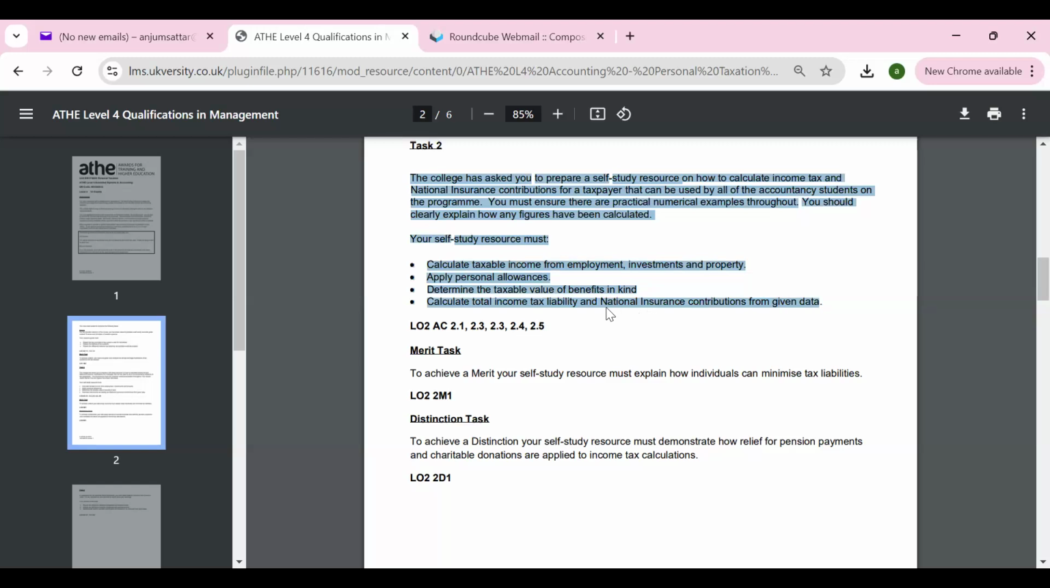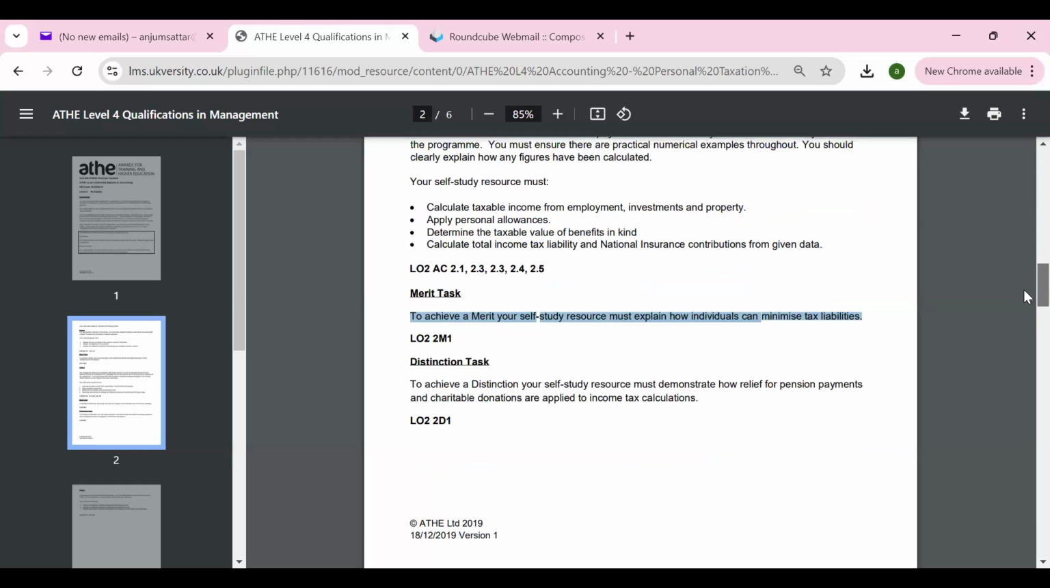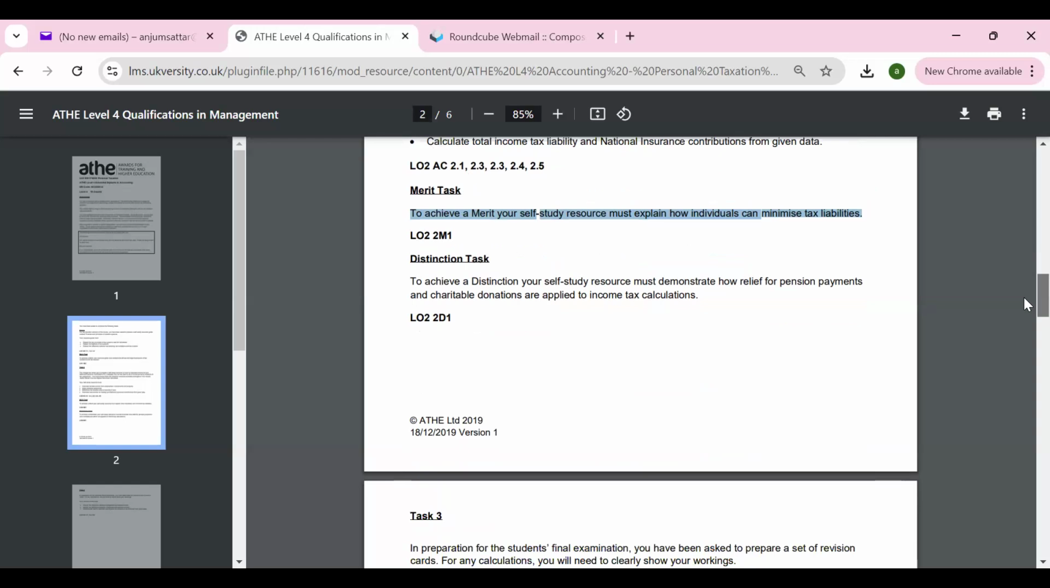In our lesson 2, which is LO2, we have the slides with all the resources to achieve the merit. Self-study resources are explained: the individual can minimize the tax liability if they plan, for instead of saving income, we can put it in your partner's name. Marriage allowance can be claimed to minimize the tax liability. So a couple of things you can discuss under this point.